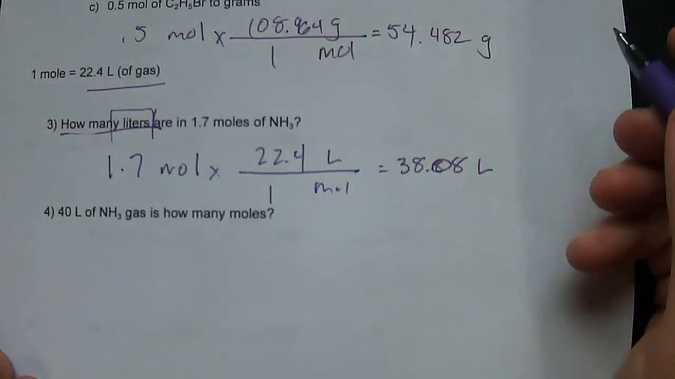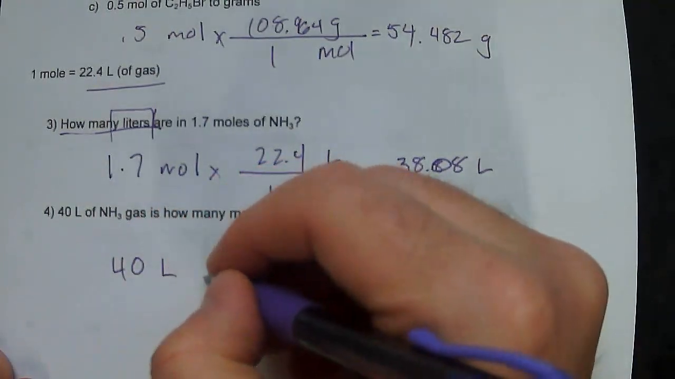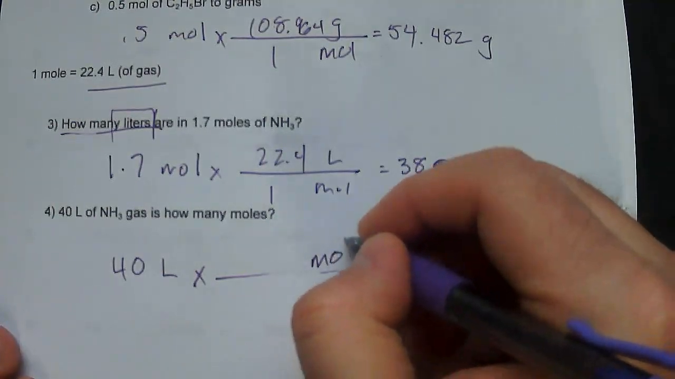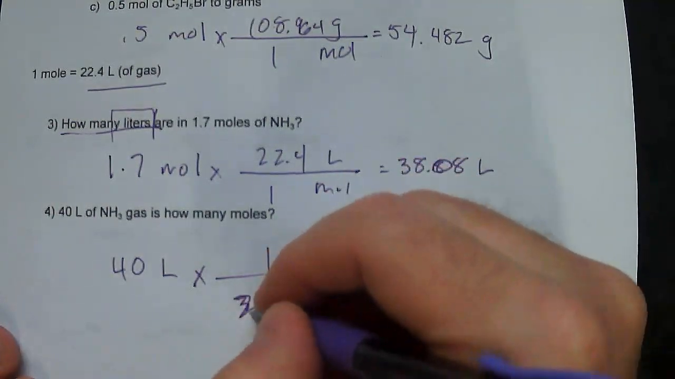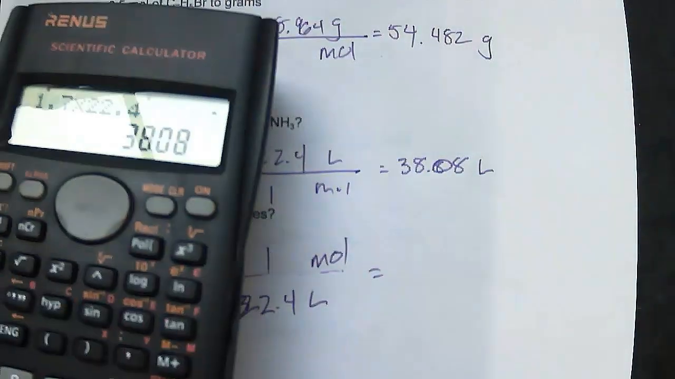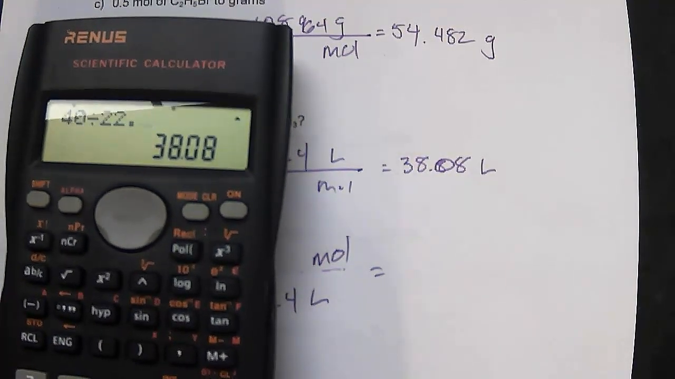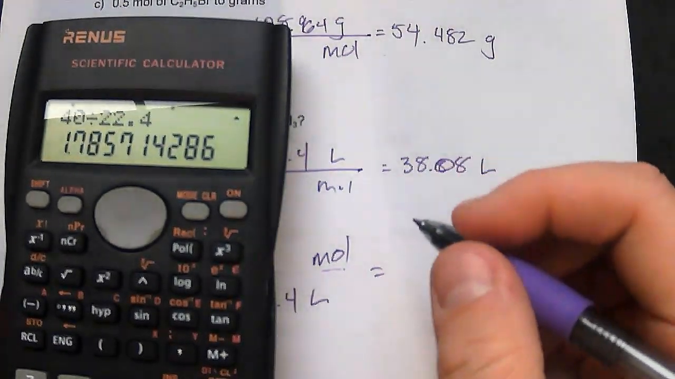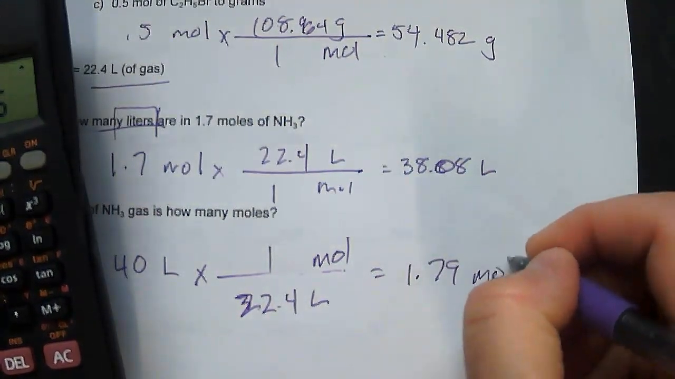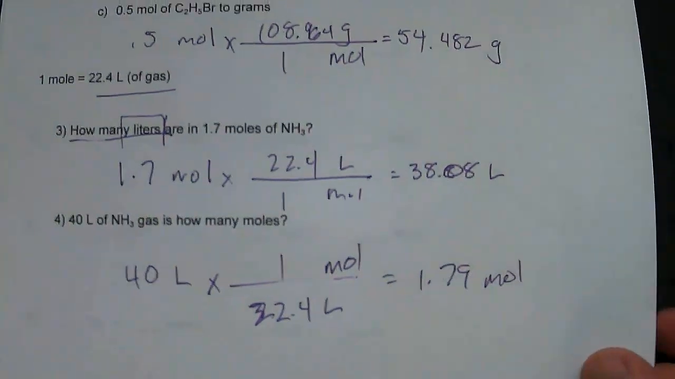Okay. Same thing here, 40 liters, X line. We put liters on the bottom, moles on the top. 1 mole is 22.4 liters. And now we're going to do 40 divided by 22.4. We get 1.79 moles. Okay, so that's a lot of math, but we did it. We did the right stuff there.